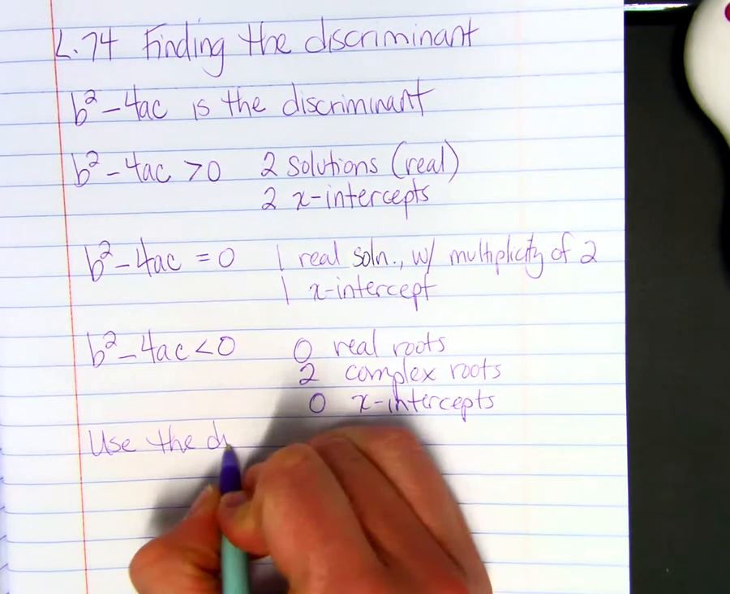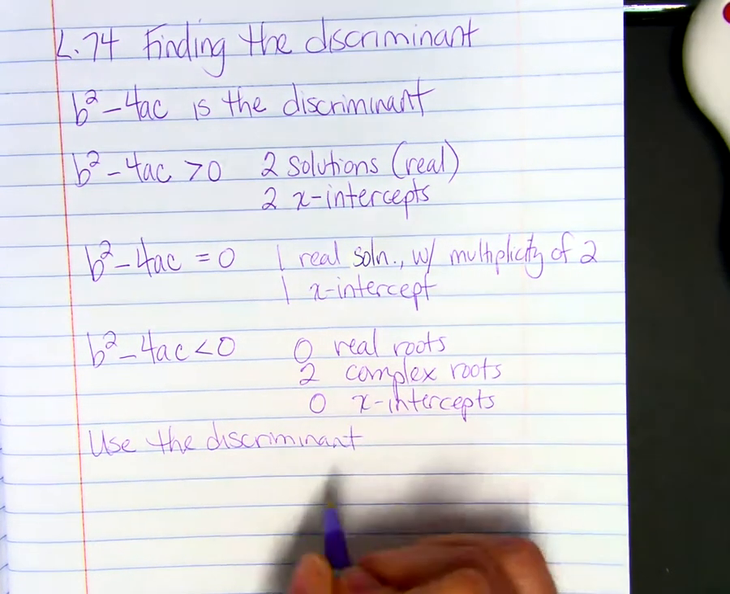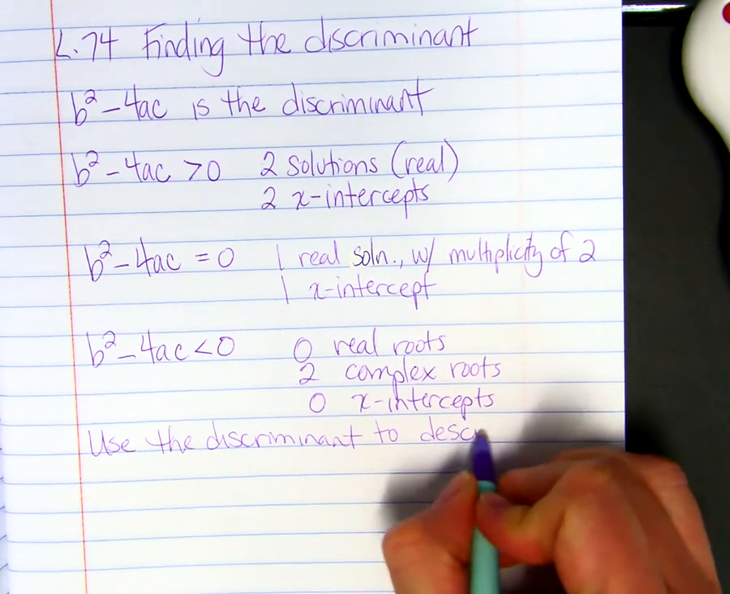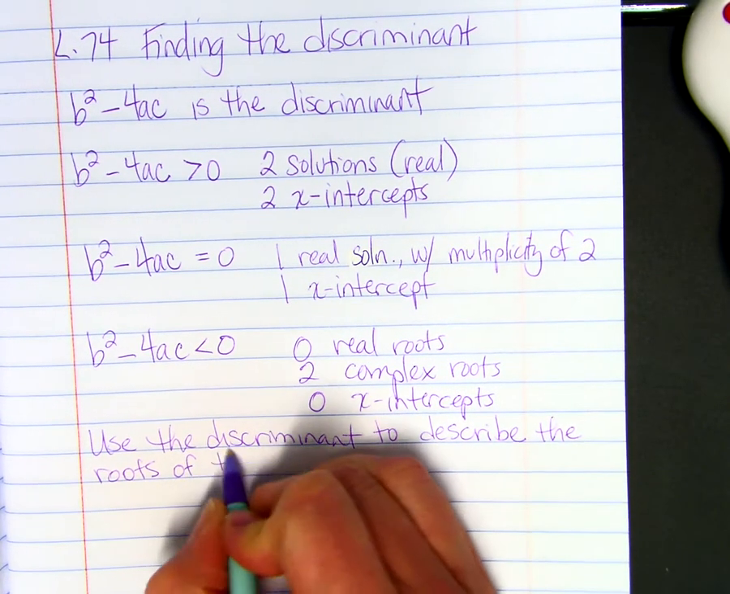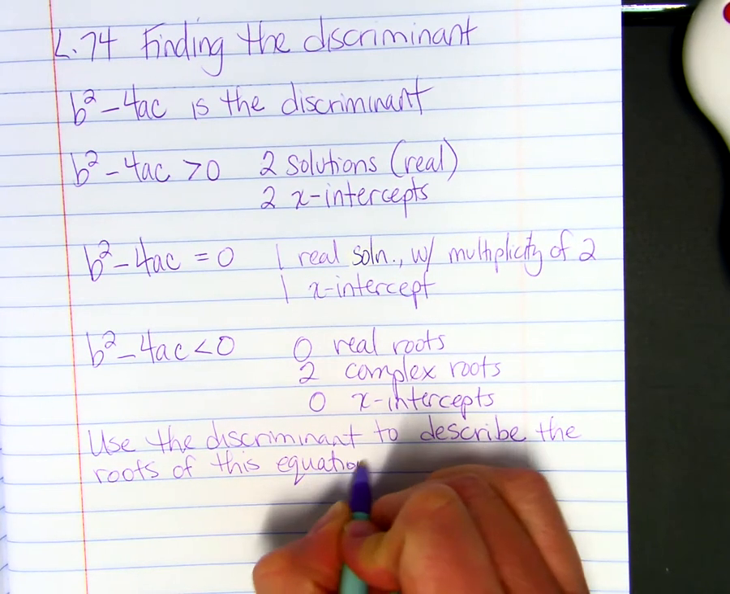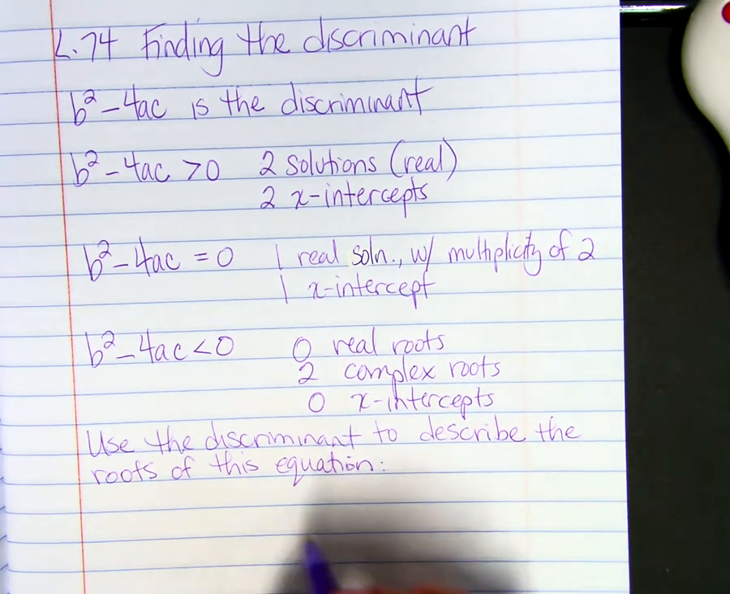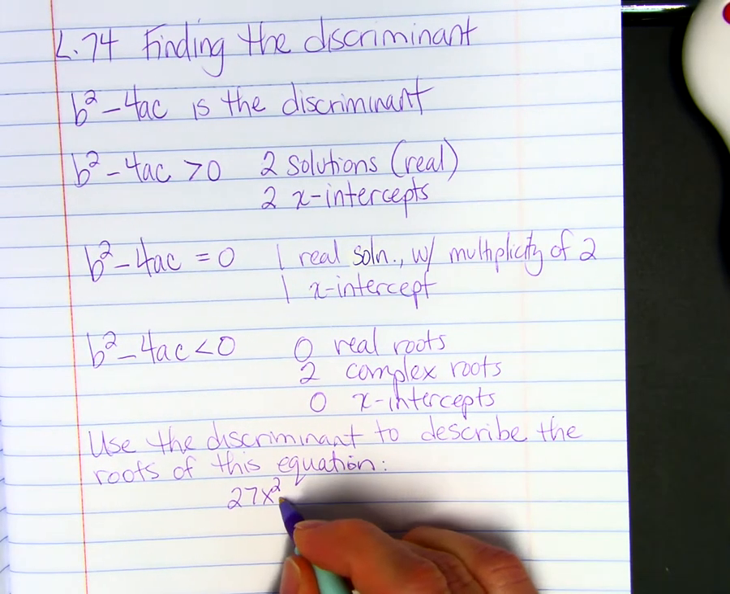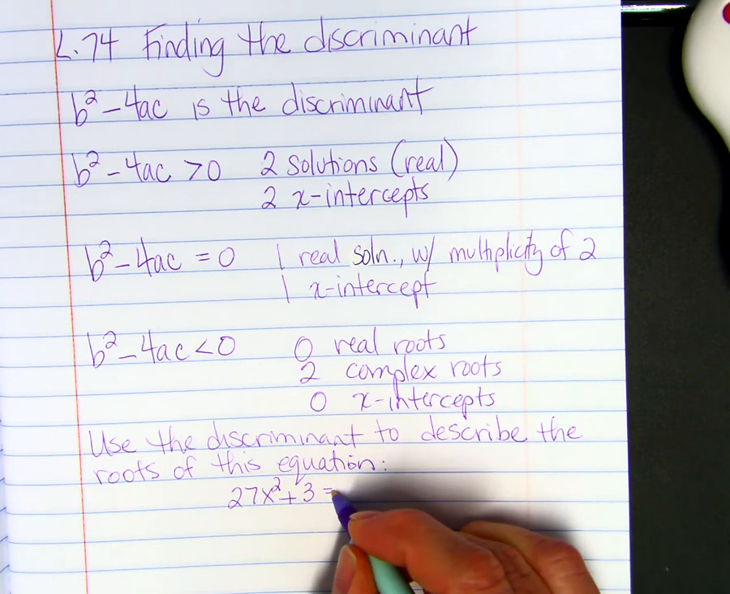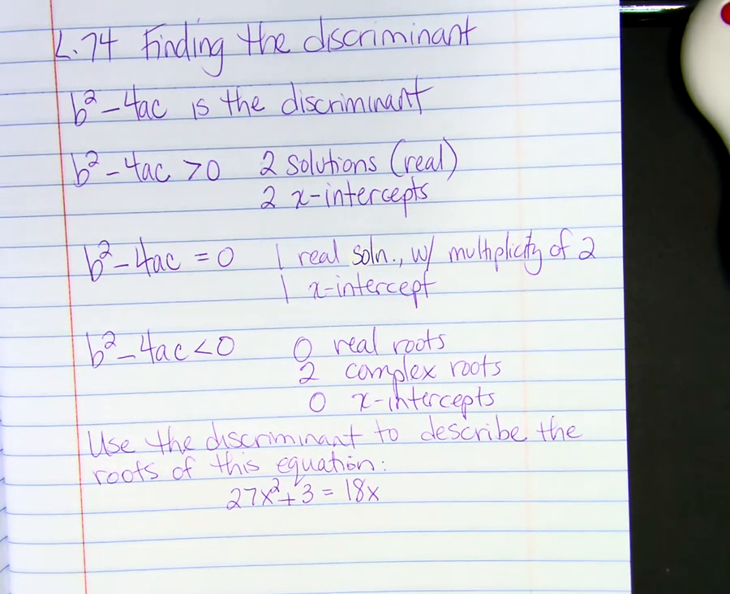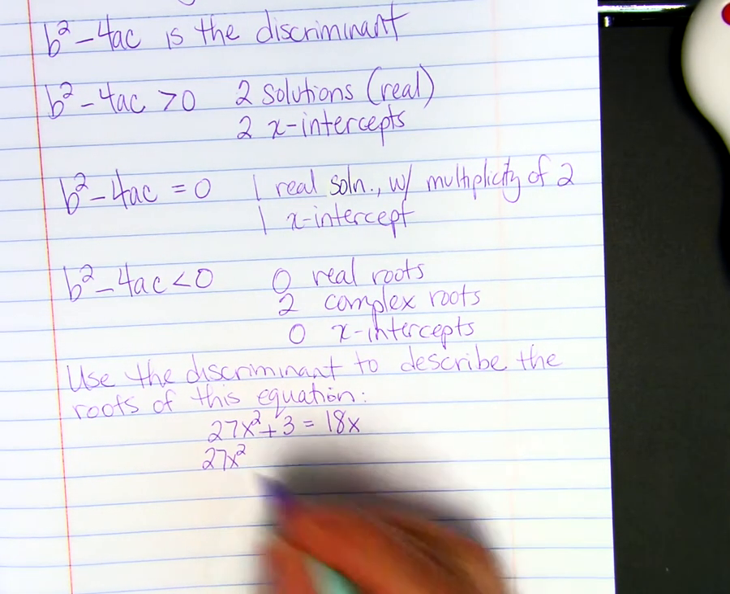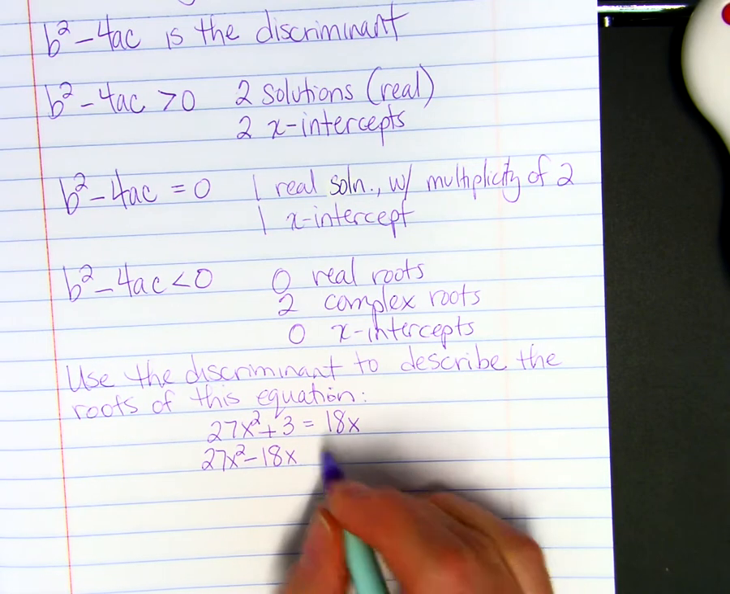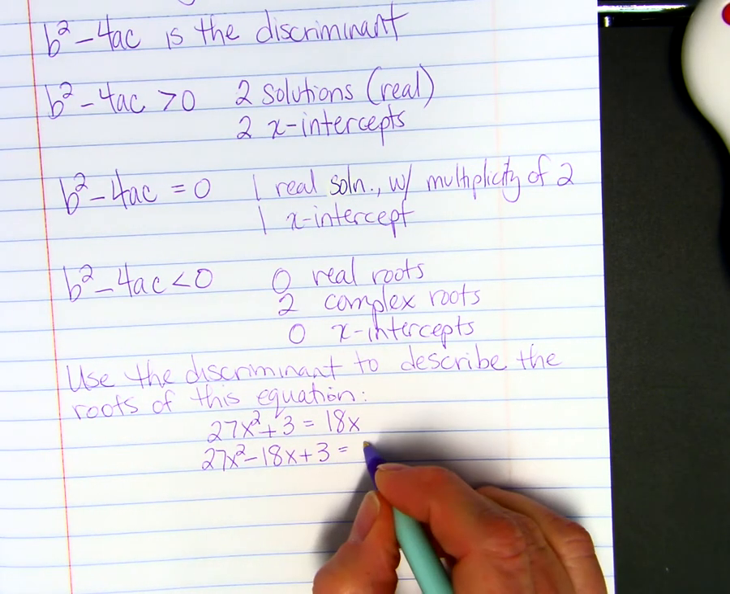Use the discriminant to describe the roots of this equation: 27x squared plus 3 equals 18x. So what I'm going to do is get it in standard form. I have my x squared, then x, and my constant equals 0. So I have 27x squared minus 18x plus 3 equals 0.